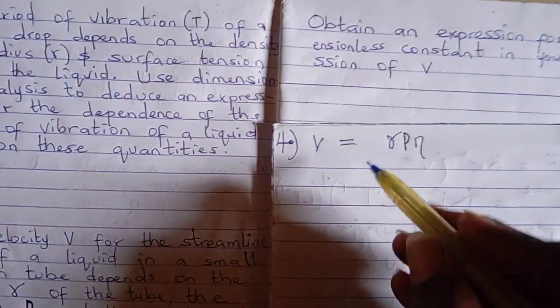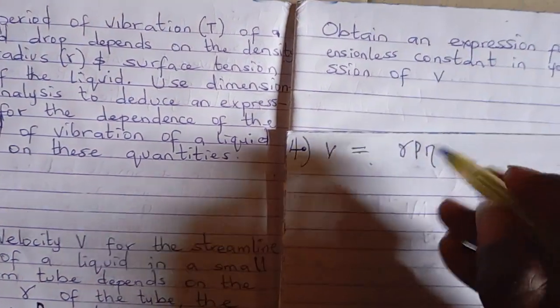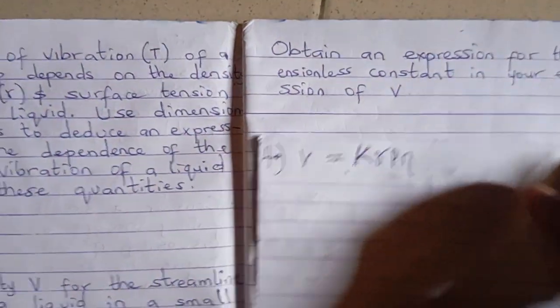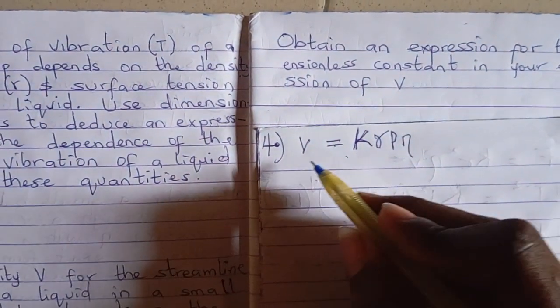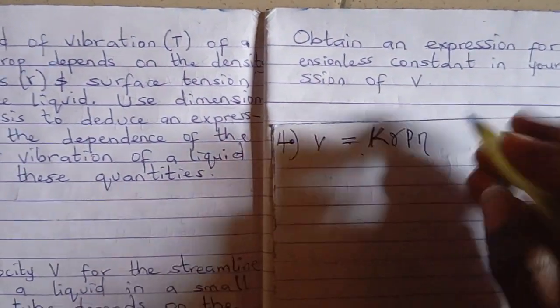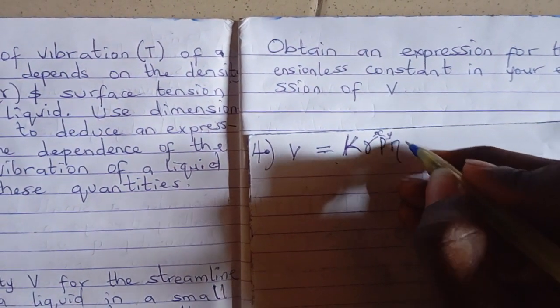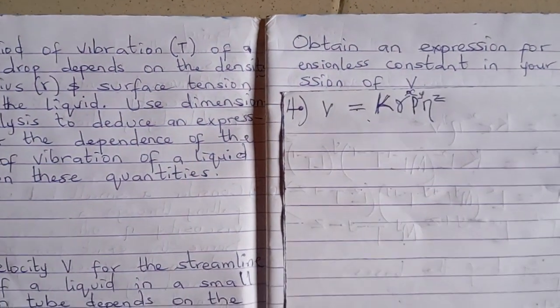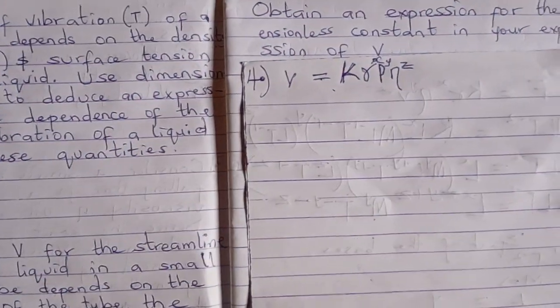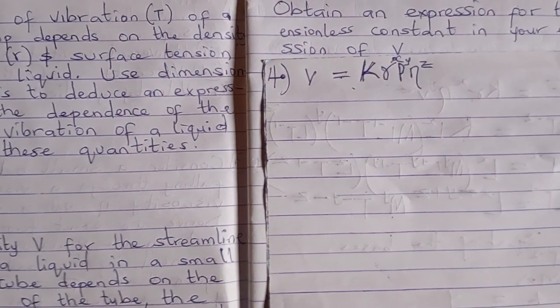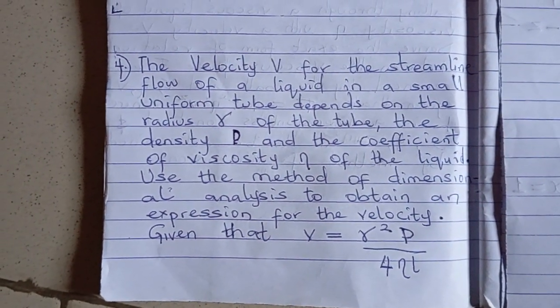Once we introduce this equality sign in physics, we normally put k, that is the dimensionless constant. Obeying that rule of the dimensional method, we say that the dependent should be equal to the product of the given variables raised to unknown powers. Let's call the unknown powers x, y, and z. We must use this to get V using the dimensional method, since the question asked us to use the method of dimensional analysis.